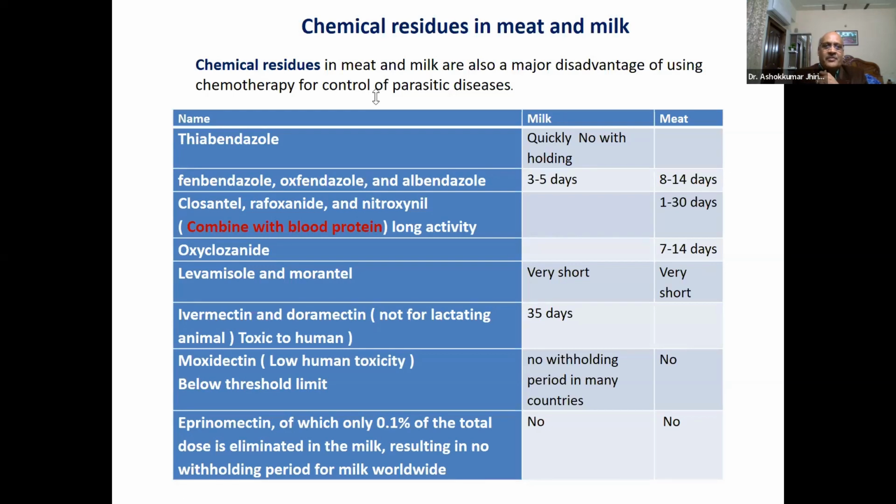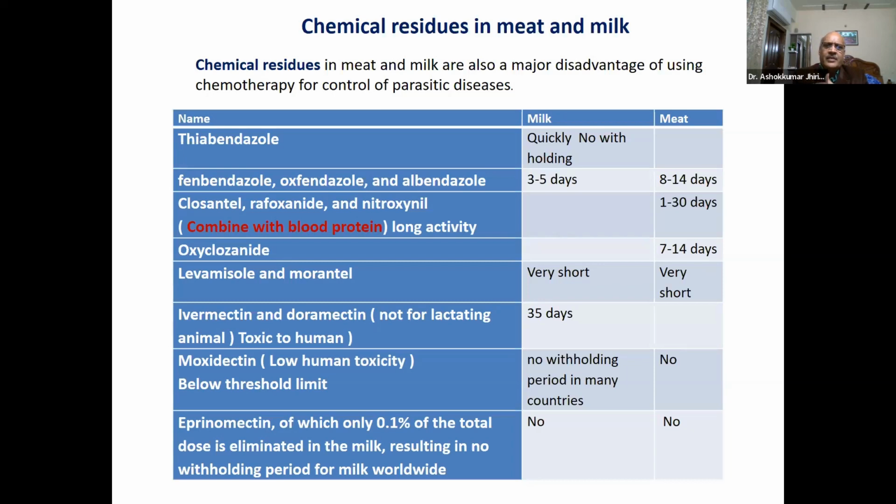Similarly, the milk also. Levamisole and morantel have a very short life, so they can be used in food animals. Ivermectin and doramectin need a special consideration because they are not practiced in lactating animals. Up to 3 to 4 weeks, the drug is secreted through the milk, and this is very toxic to human beings. So it is not advised in lactating animals. It needs a special consideration, a special message to the consumers.